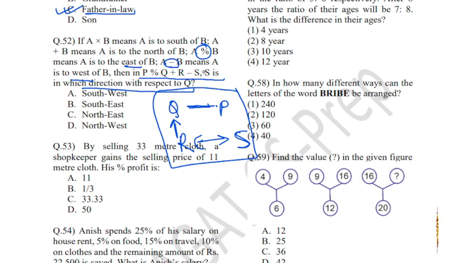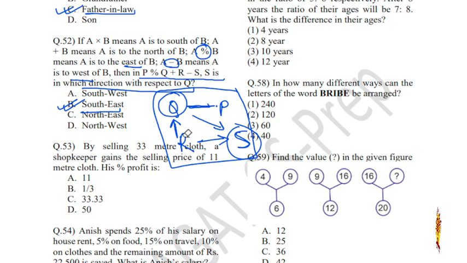According to this, they have asked, S is in which direction with respect to Q? Q is here, S is here. The correct answer is southeast. Southeast, where is the option? Option B. Southeast is the right answer.